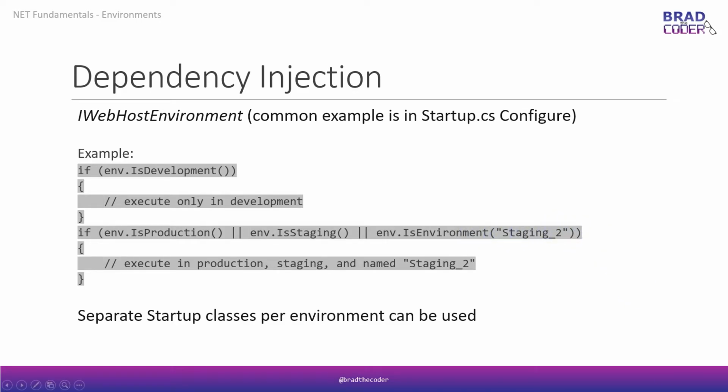Now, while we're on the topic of Startup.cs, if you find yourself in cases of having to do a lot of these if statements where you have a certain startup configuration specific to development or specific to staging, there is a way to actually create separate startup classes to be used per environment. And I would recommend that you reference the documentation for that. I think it's in the lower section of what we referenced.